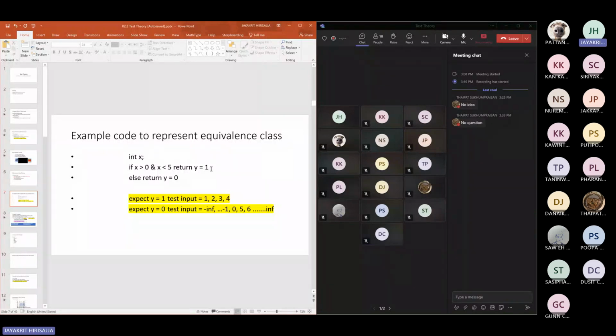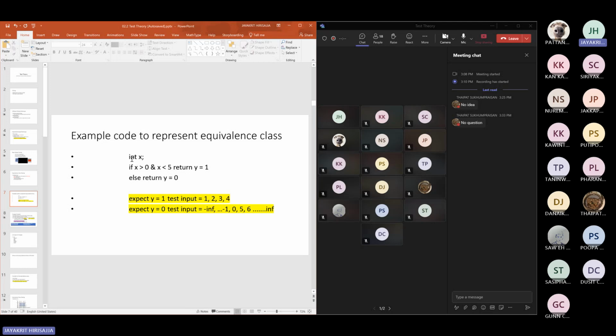We have two input, right? Sorry, we have two output. At least we should have two equivalent classes. So it means the input that provides output as 1 and the input that provides the output as 0. So this will be first, mainly we can think about two equivalent classes.